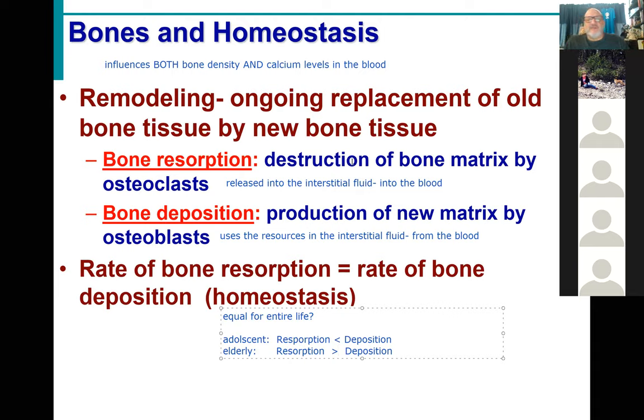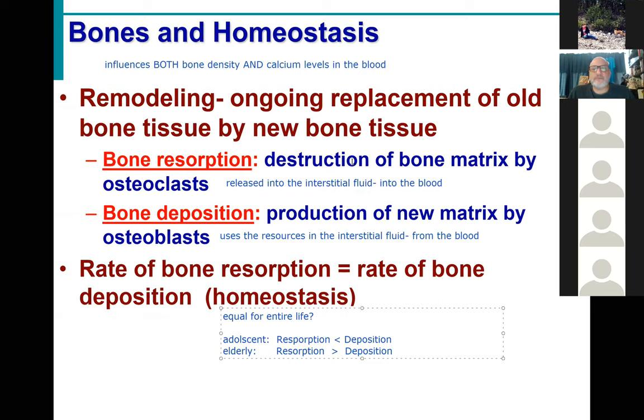So like we talked about, even if grandma's drinking a whole cow's worth of milk and taking her estrogen and doing all those other things, if the rate at which her osteoclasts are breaking down bone matrix is faster than the rate that her osteoblasts can make bone matrix, she's going to continue to lose bone density.